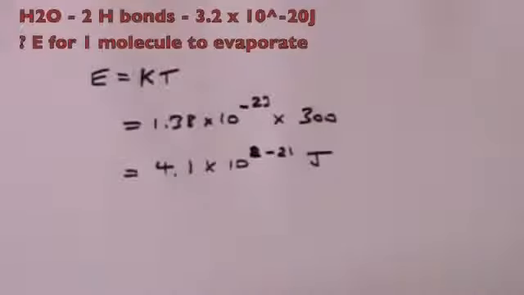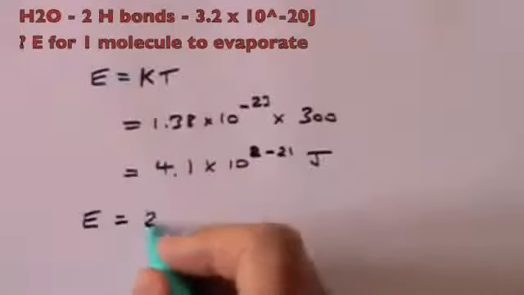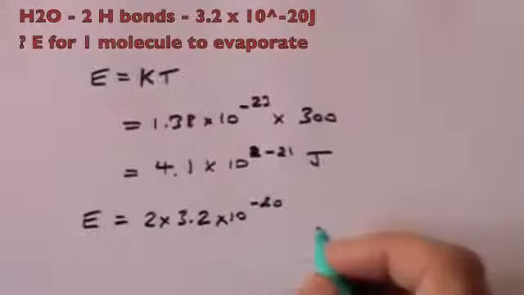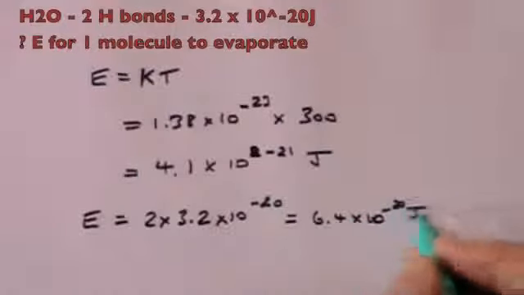The second part of the question, water, which is H2O, has 2 hydrogen bonds. The energy to break each bond is 3.2 times 10 to the minus 20 joules. So what is the energy required for the molecule to evaporate? Well, the assumption here is that if the bonds break, the water evaporates, and so you're going to need 3.2 times 10 to the minus 20 joules for each bond, so you're going to need a total energy to break the 2 bonds of 2 times 3.2 times 10 to the minus 20 joules, which of course is equal to 6.4 times 10 to the minus 20 joules.